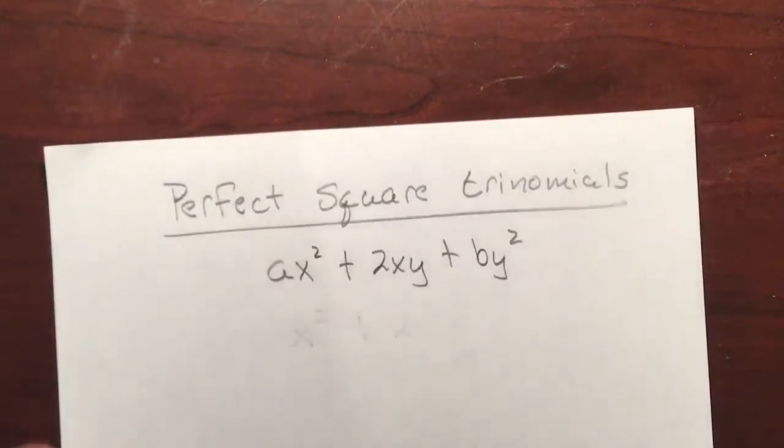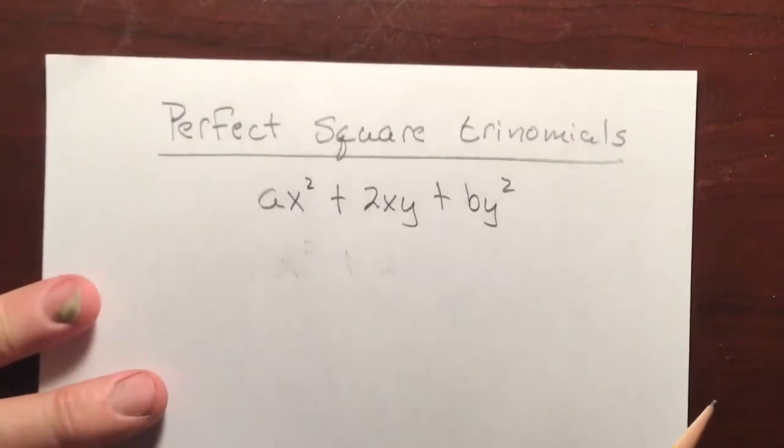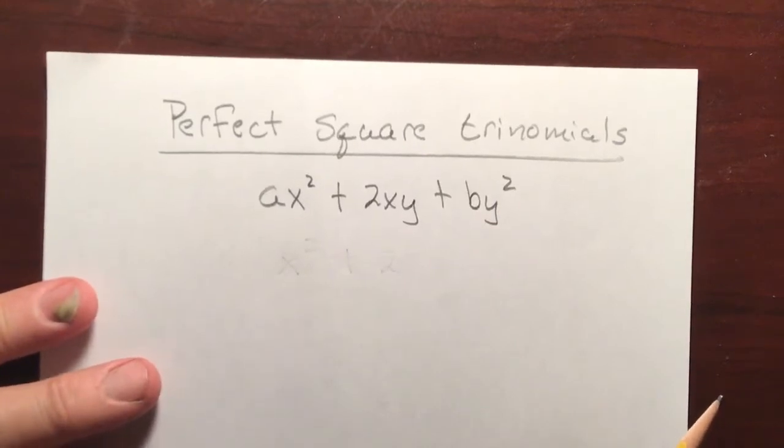All right, here we go. This is perfect square trinomials. Generally, with this section, the hardest thing for students is to recognize what they're seeing. Okay, and that's the biggest problem.